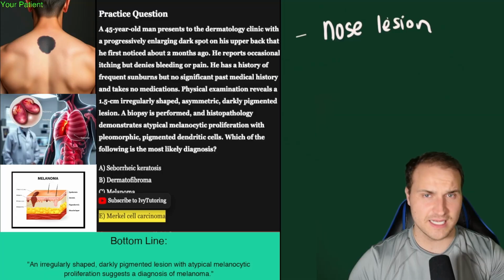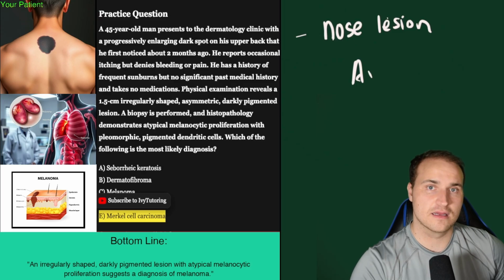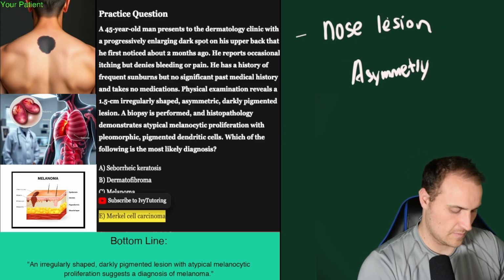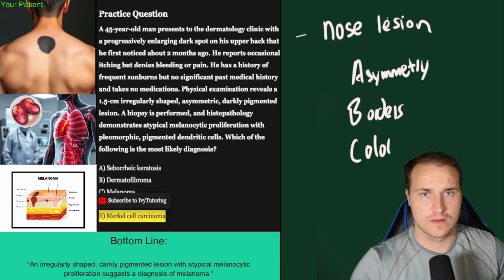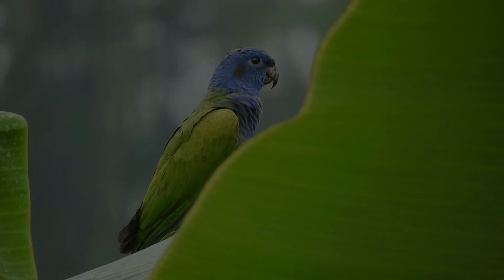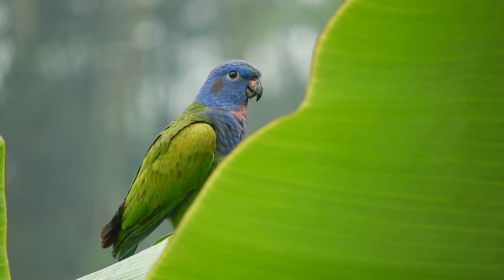And there's also C, right? And I should actually just write this down. That's why I got my notepad here, right? A is asymmetry. B is border. C is color. So the color variation: there's black, brown, blue, red, white. That's just uneven melanin production or hemorrhaging.